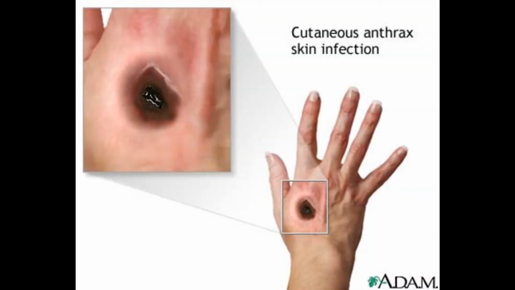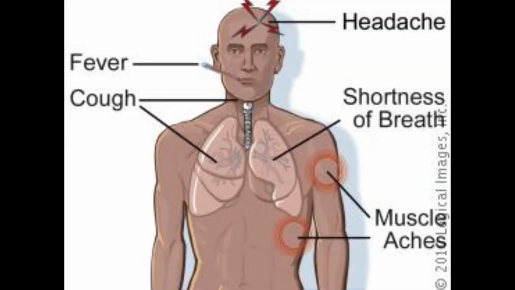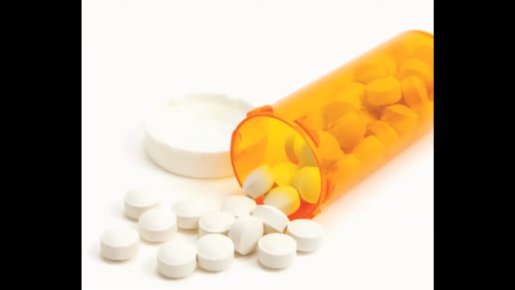Symptoms for anthrax include small raised sores or blisters, nausea, loss of appetite, fever, achy muscles, cough, fatigue, or shaking. Anthrax is diagnosed by taking antibiotics for about 60 days.